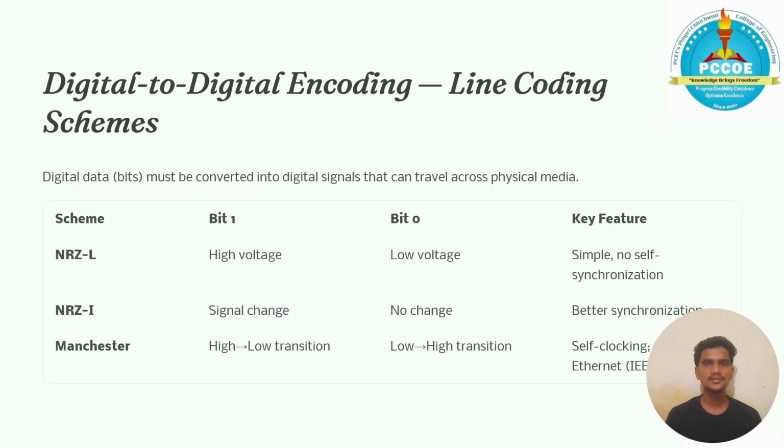Quickly, on digital to digital encoding, this is about representing digital bits as digital voltage signals on a wire. NRZ-L is the simplest. High voltage is 1, low voltage is 0. Easy, but has synchronization problems. NRZ-I improves this by making a voltage change represent 1 and no change represent a 0. Manchester encoding is the most reliable. Every single bit has a voltage transition in the middle. This built-in transition helps the receiver stay in sync with the sender. Ethernet uses Manchester encoding for exactly this reason.